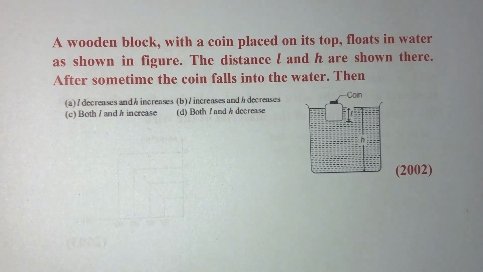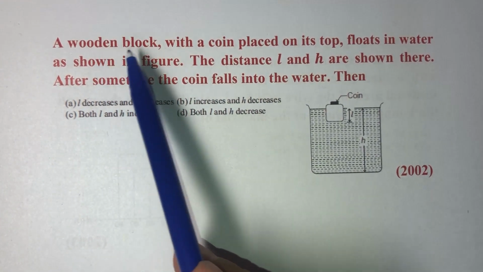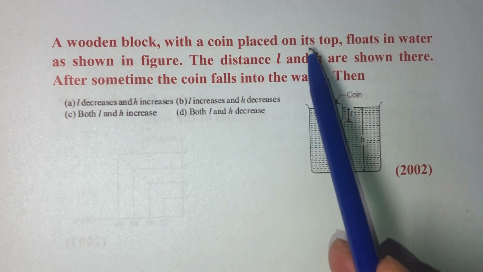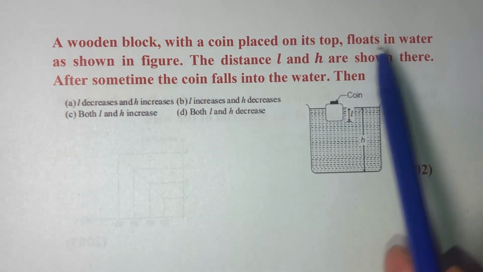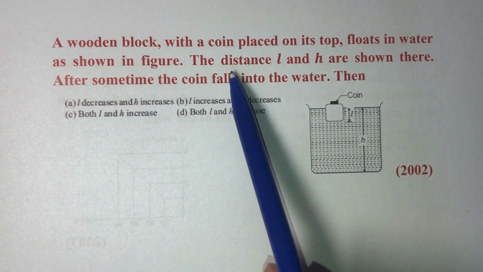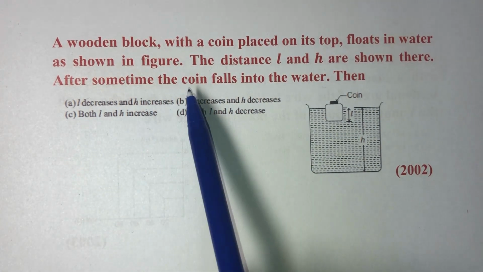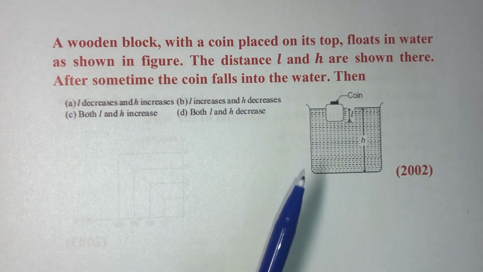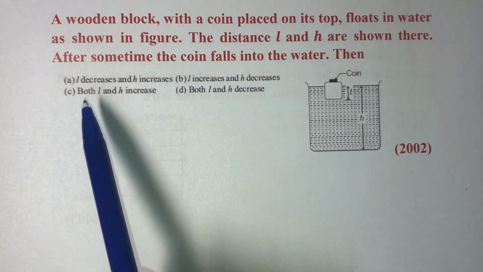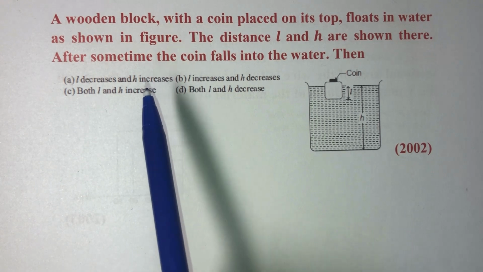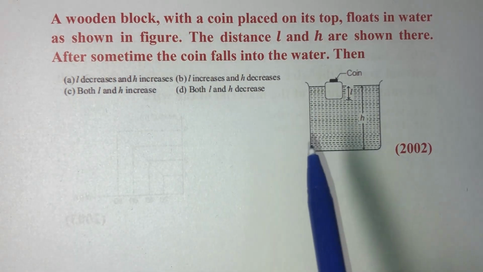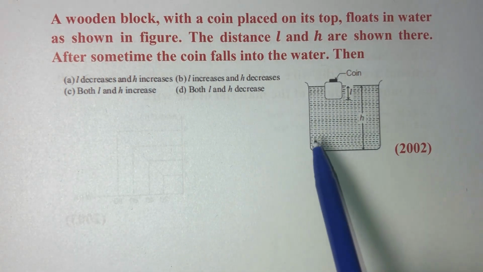Hello friends, today's question. A wooden block with a coin placed on its top floats in water as shown in the figure. The distances L and H are shown there. After some time the coin falls into the water, so we have to find out what is going to happen to L as well as H when the coin falls from the wooden block.